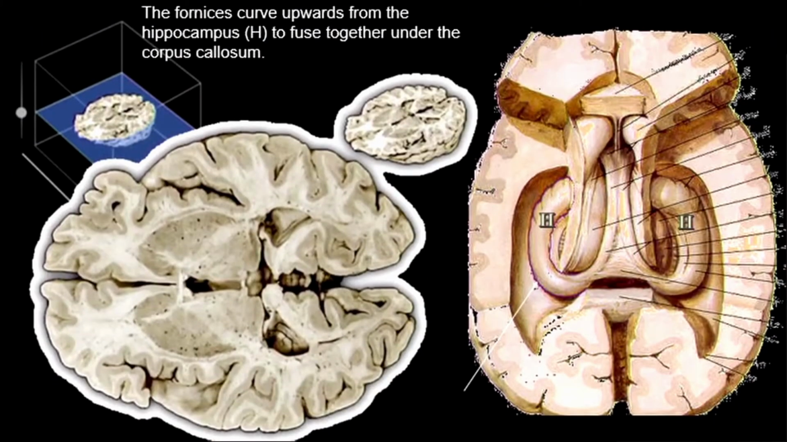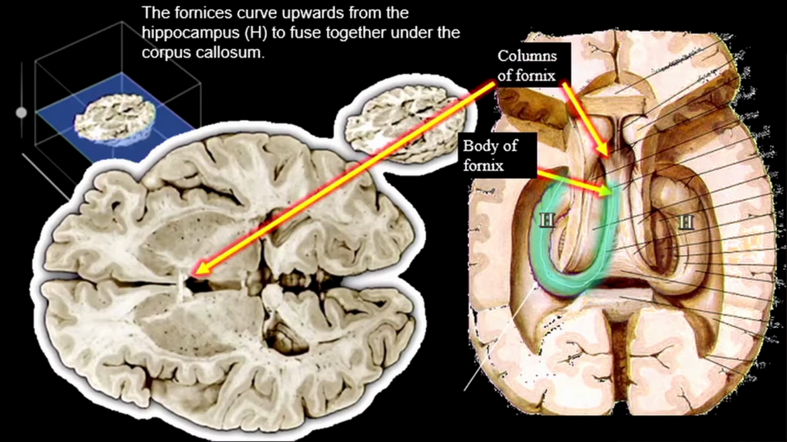In this axial view of a specimen, and in the picture next to it from Netter's Anatomy, we recognize that the fornices curve upward from the hippocampus. They actually fuse in the midline underneath the corpus callosum, and that is where you will have the body of the fornix.